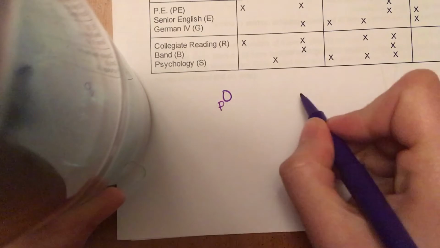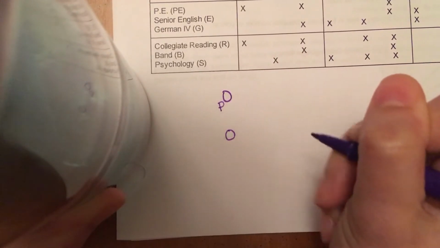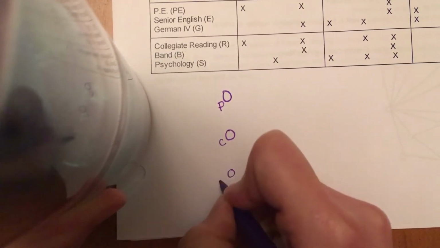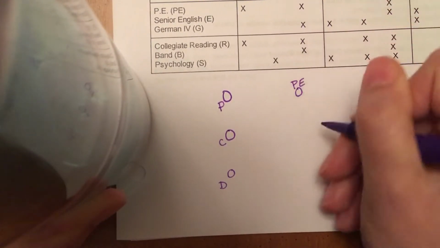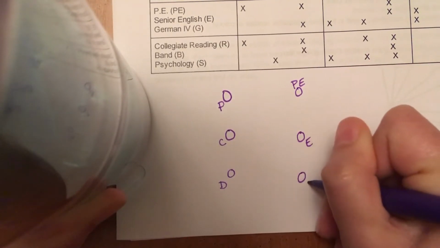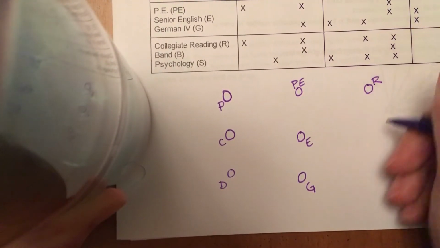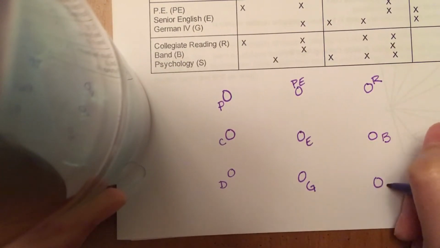I'm going to make a vertex and label it for every class. I'm just going to do a 3 by 3 little grid of vertices here, leaving some space in between, social distancing, and again, make sure you label your vertices. That will be important for later. So physics, calculus, discrete math, PE, there's our senior English, and German, and then I've got collegiate reading, band, and psychology.